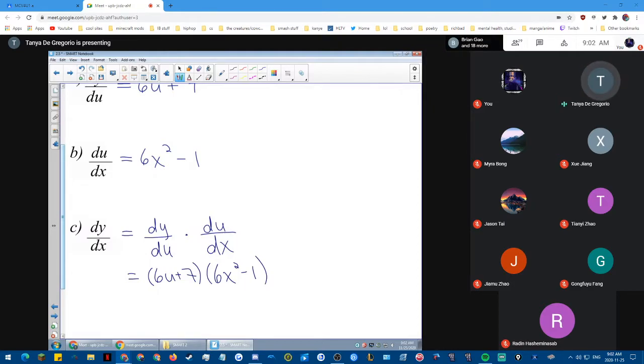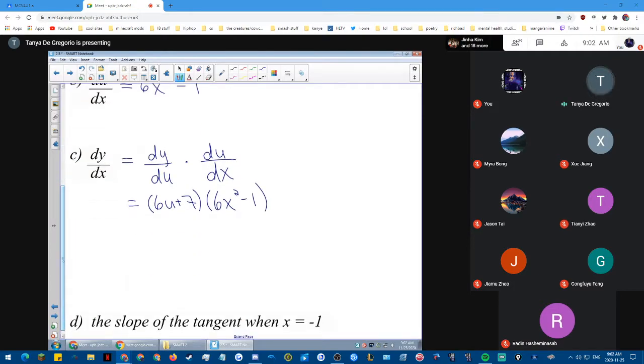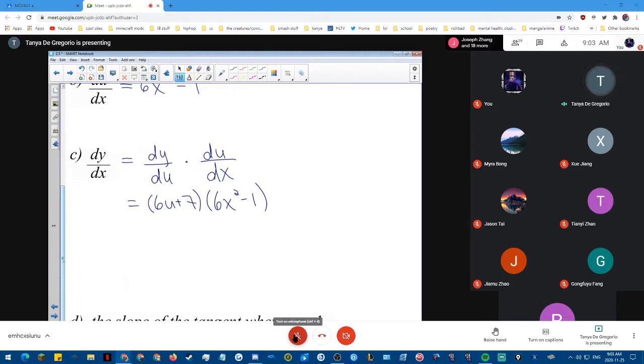What's the problem with this answer? Why can't I leave it like this? Yeah, I have two variables. Beautiful. Which variable do I want? I want x. So how can I get rid of u? I want to get rid of this u that's being multiplied by 6. How do I get rid of that u, Tom?